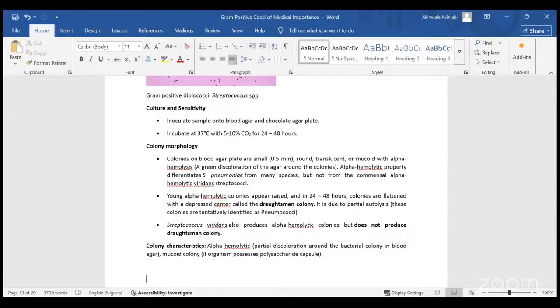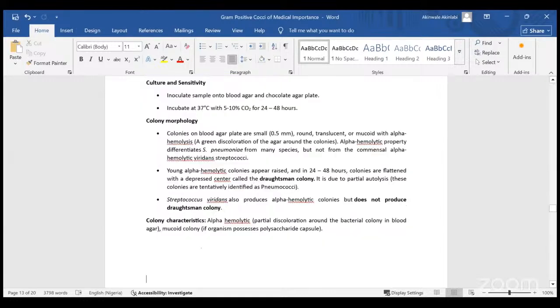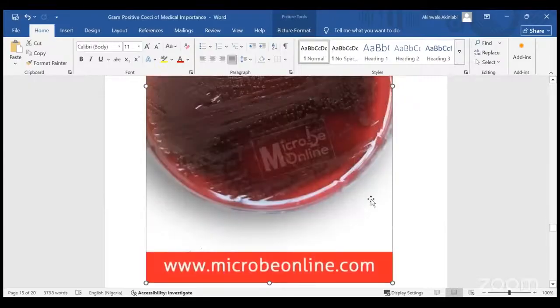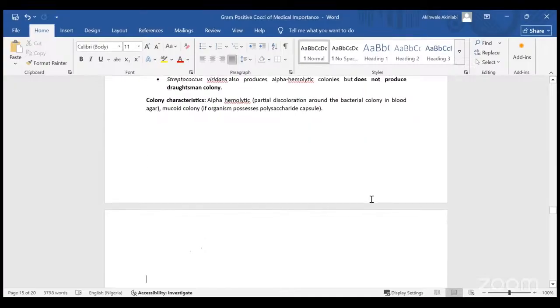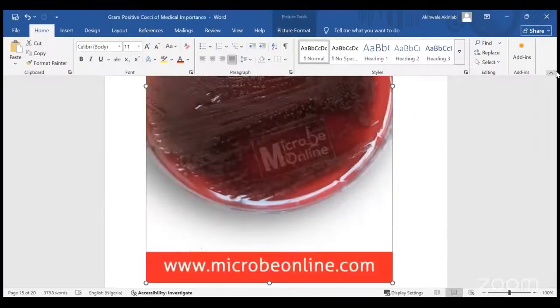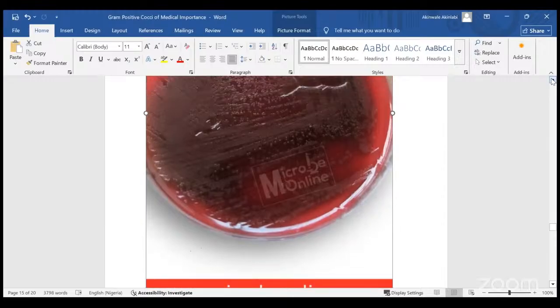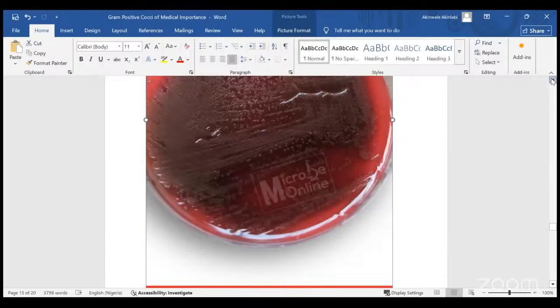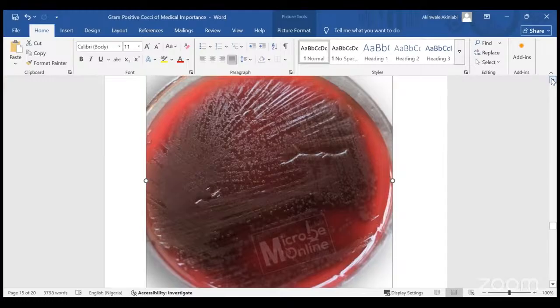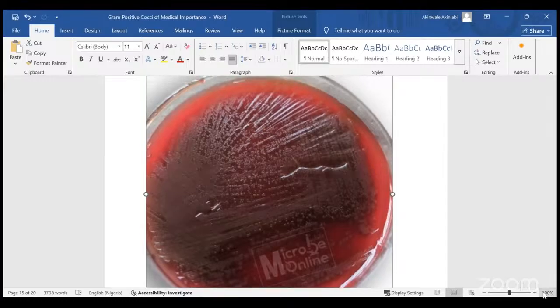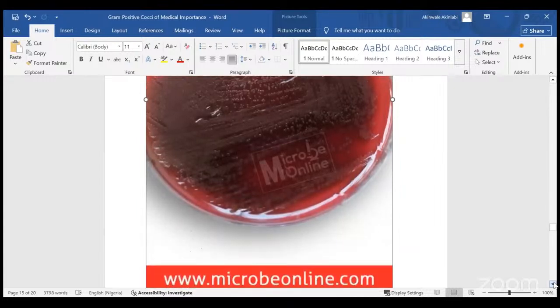So these are the colonial morphologies, how they look like on the colony. That's greenish hemolysis, that's alpha. You can get the greenish on chocolate agar. That's where the greenish will be very pronounced. Are you getting it? The greenish on the blood agar is not that pronounced. But if you use chocolate, then you can see that greenish color very well.